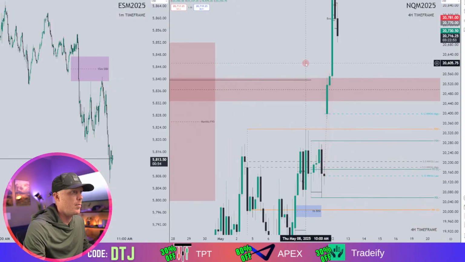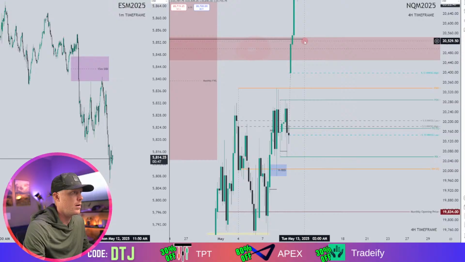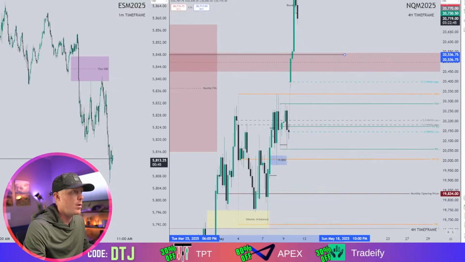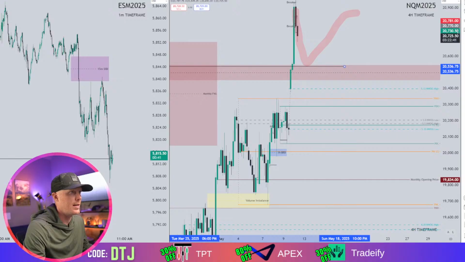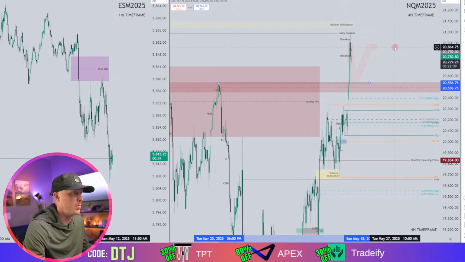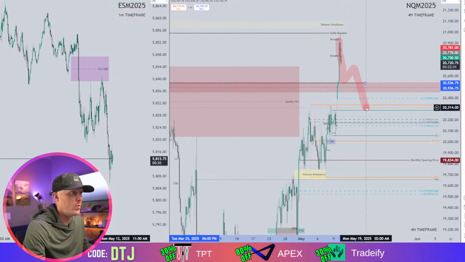So we could come all the way back down, honestly, to this volume imbalance, which this is also a swing high right there. We could come all the way down to there and still be bullish, guys. That's the crazy thing about this market right now, especially with that announcement. We could come all the way down here. We could come all the way down to the midpoint of the new week opening gap, the previous day high, and still be bullish.